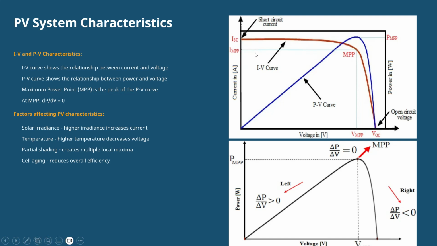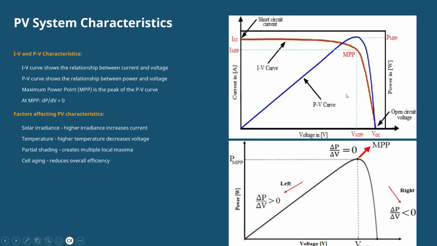In the above graph, we have voltage on the horizontal scale, current on the left side, and power on the right side. The blue curve denotes power and the brown color denotes current. It shows how the current changes with voltage and how the power changes with voltage.